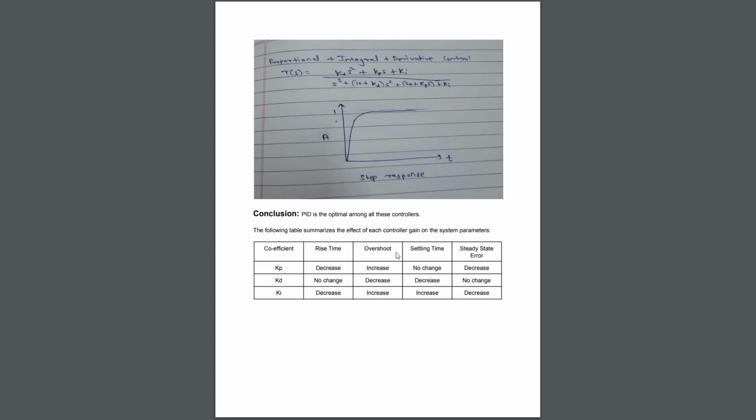So basically, the conclusion is that in case of a spring mass system, PID is the most optimal among all approaches, but it might not be the most optimized approach for other systems.